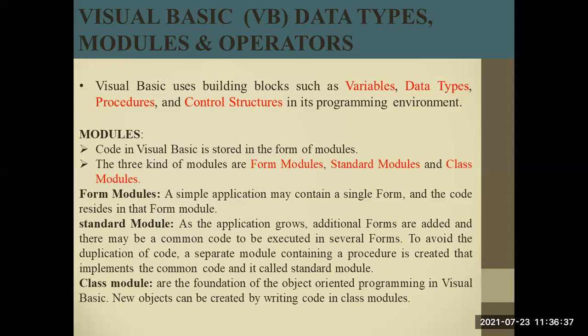So basically, what happens in a standard module? As we add more and more forms, it causes the application to grow more and more. Some of the forms may share common data. So instead of repeating this data everywhere, we store it in a particular location, the module called the standard module, where other forms can easily use it, so that duplication of the data can be minimized.